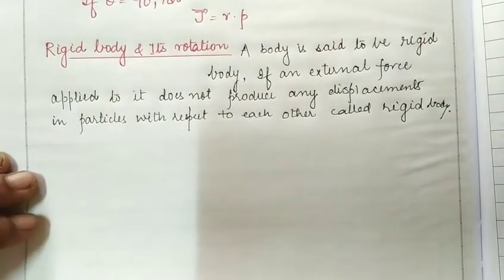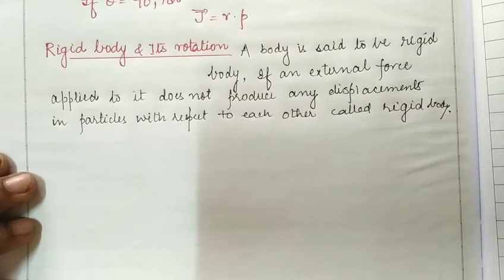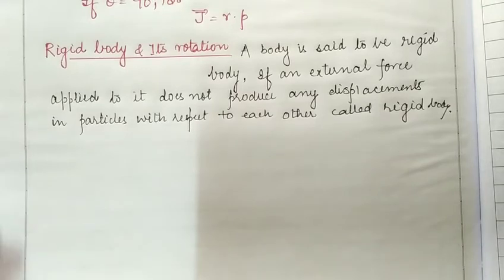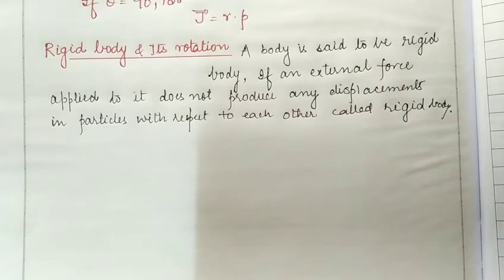Or we can also say that if a force is applied to a system and it is unaffected in its configuration, then such type of system is said to be the rigid body. Okay students, so how can we describe its rotation? Let us suppose a rigid body rotates about a fixed axis. As we know, we always choose a rigid body which is unaffected by the application of force.